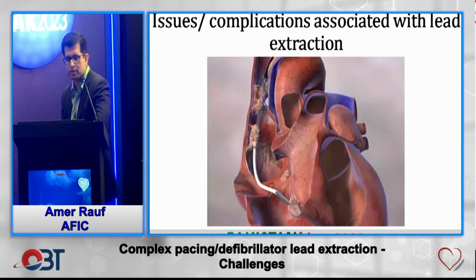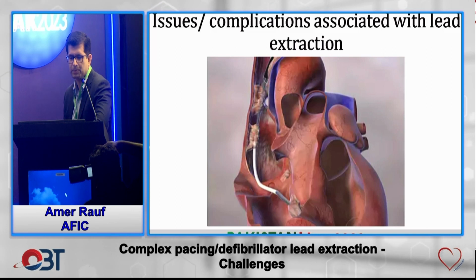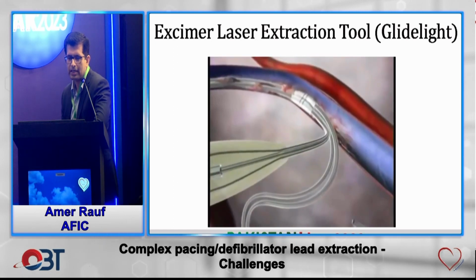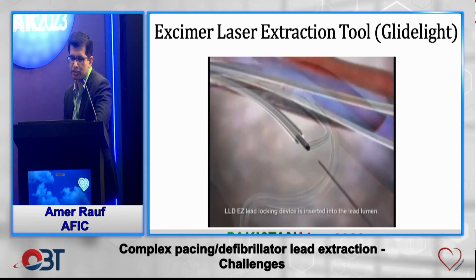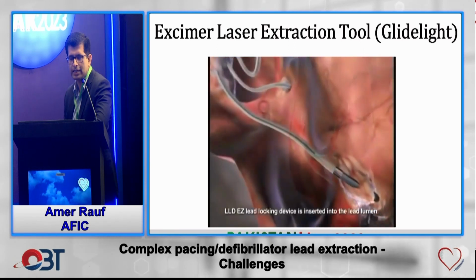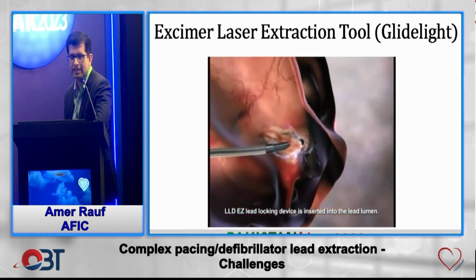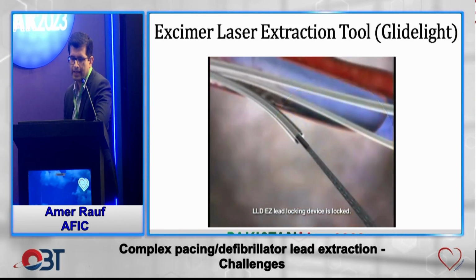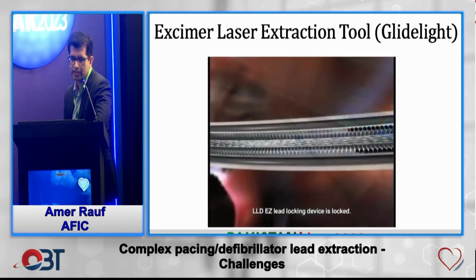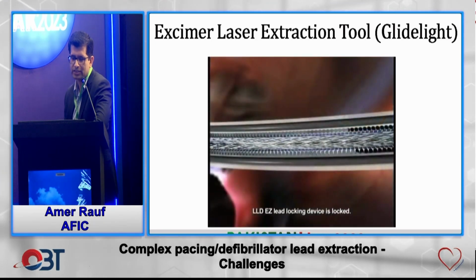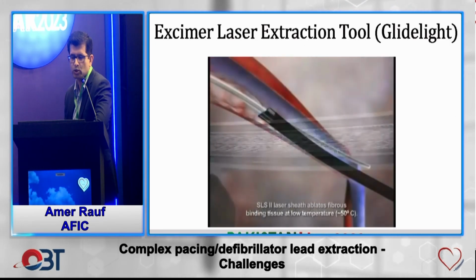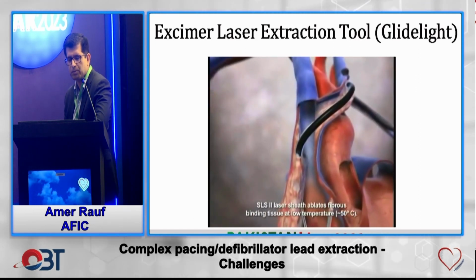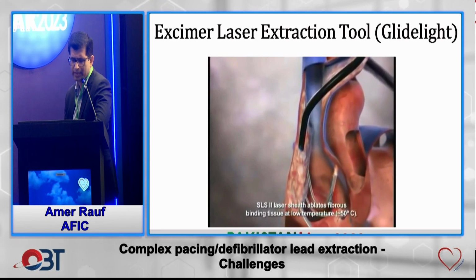So in order to overcome this problem, we have at our disposal some specialized tools. For example, this is the laser lead extraction tool, in which, first of all, a lead locking device is inserted, which holds the lead in place and prevents the lead from disintegrating. And then over this lead, a laser sheath, which is called GlideLight, which comes in different sizes, is placed over it, and then it gradually clears the adhesions and separates the lead from the rest of the body. So that is how it is separated.